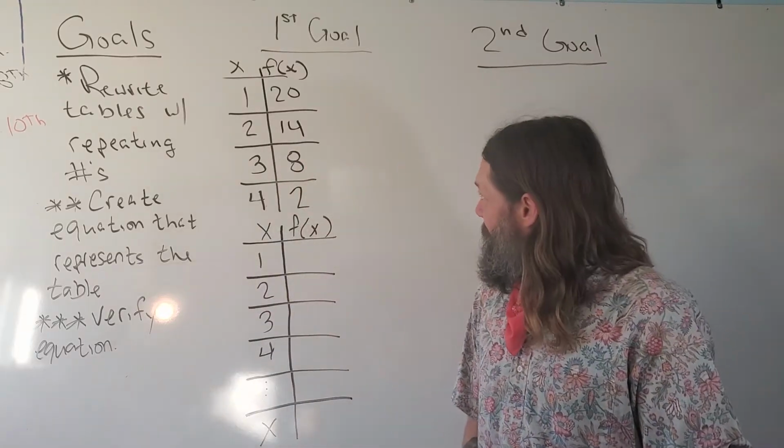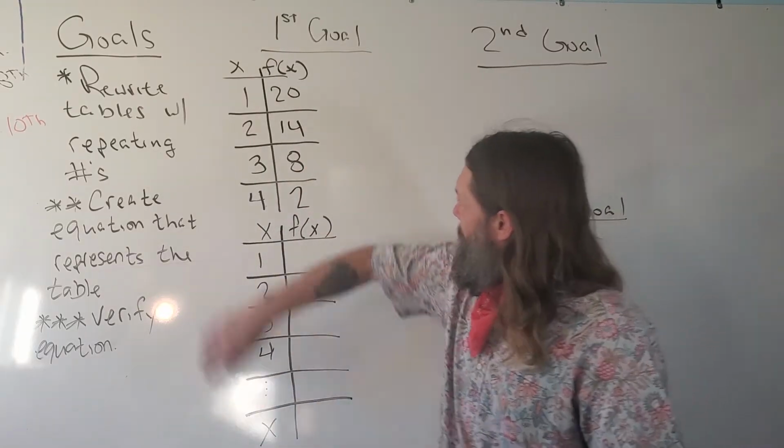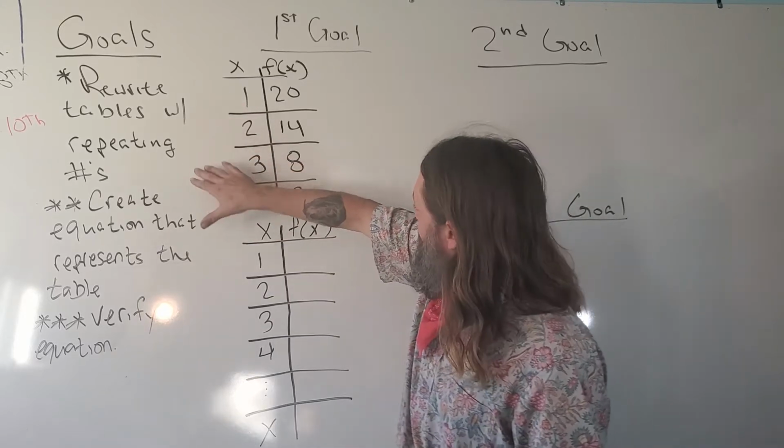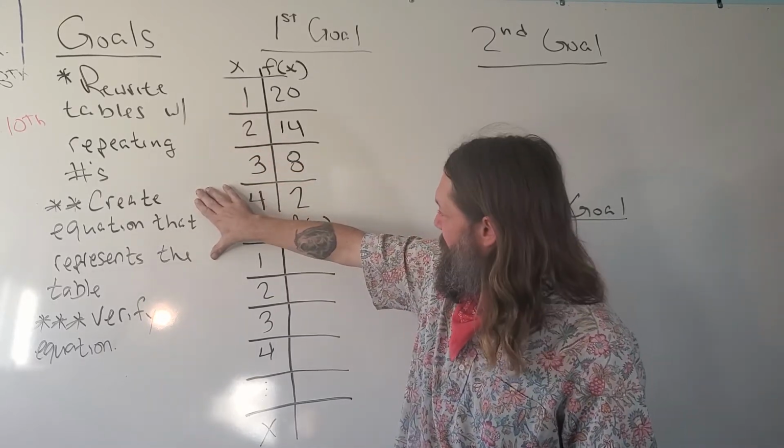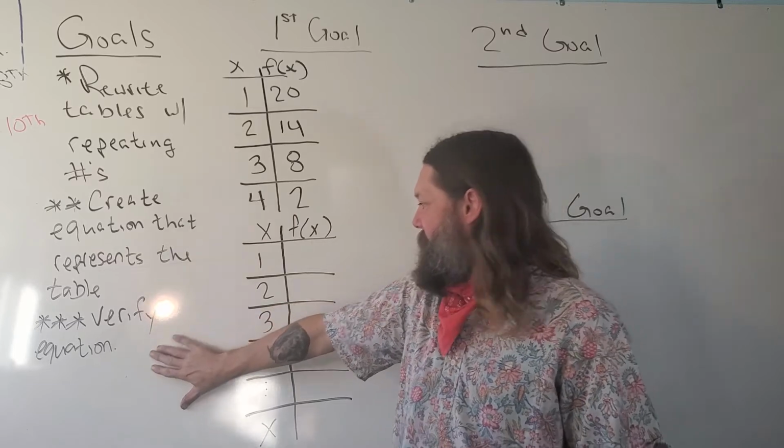So let's go over our 3 goals. We have 3 goals: rewriting tables with repeating numbers. We want to create an equation that represents the table, and then we want to verify the equation.